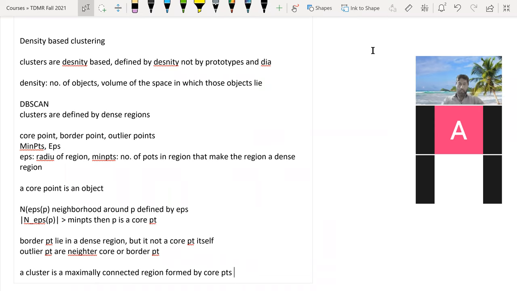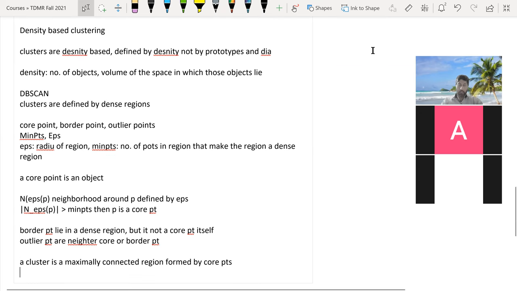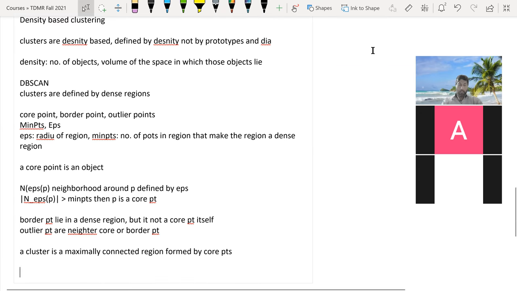Okay. Actually, there is another definition which we will discuss. I think we're running out of time, so I don't want to introduce it right now, which is basically about connectivity, directly densely connected, and so on. So which are of course based on these ideas of core point, border points, and outliers, but they are more appropriate in defining the cluster regions.